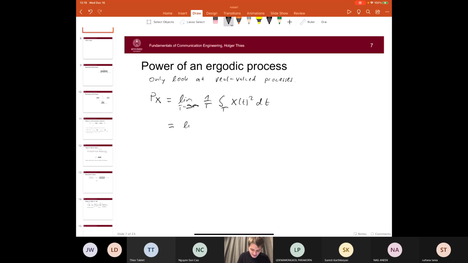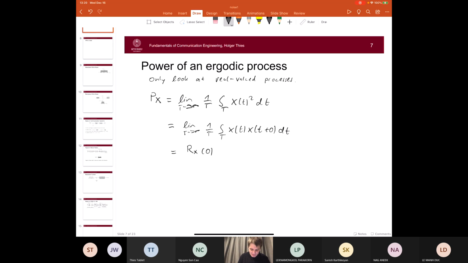But this is the same as taking 1 over T times T, so just writing x(t) squared as x(t) times x(t+0). But what is this? Well, this is just the autocorrelation function at time 0, right? So the power of an ergodic random process is just given by the autocorrelation function at time 0.